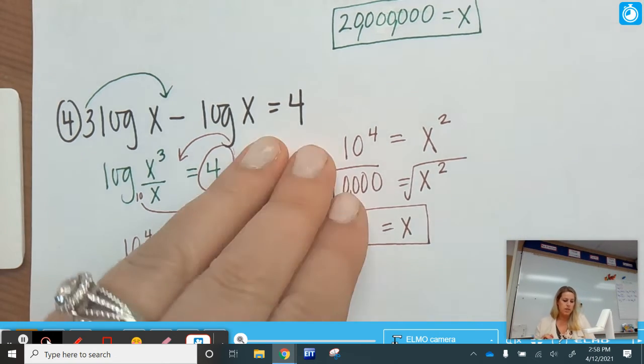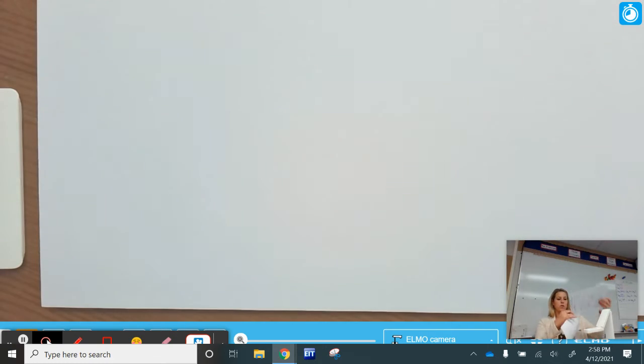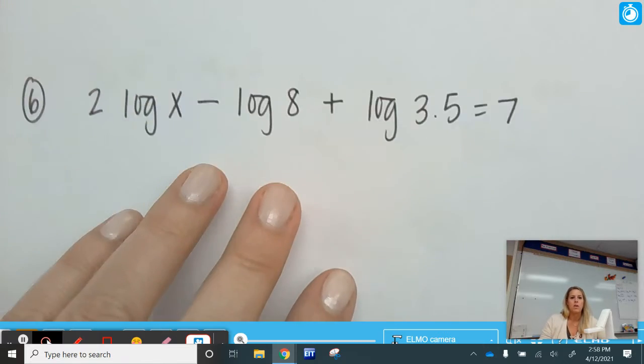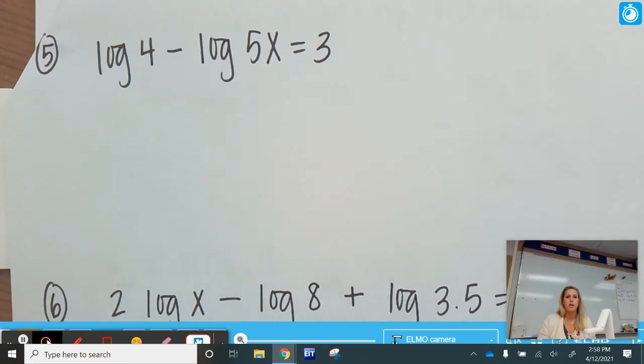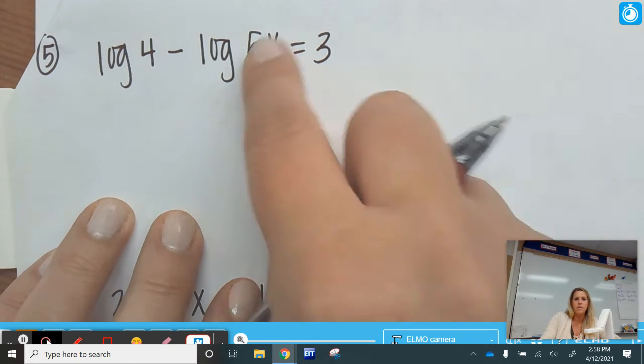All right, so let's move to the next one. We've got a couple more. We're going to do 3 more. All right, moving to number 5. Let me pull this down a little bit. There we go.